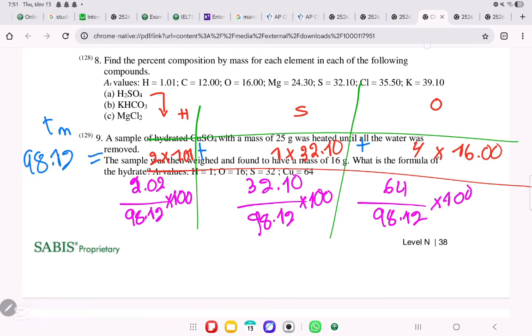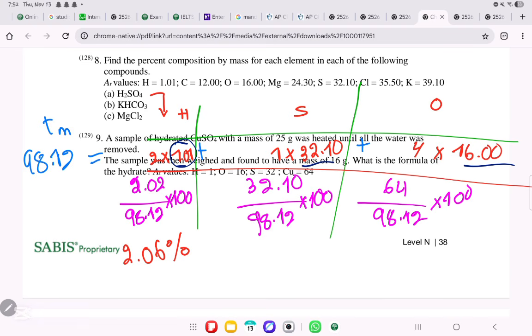So 2.02 over 98.12 times 100 will give me my answer to be 2.06%. How did I know what significant figures to take it to? I check the least number of significant figures. It's 3. Perfect, that means all of my answers should be to 3 significant figures.